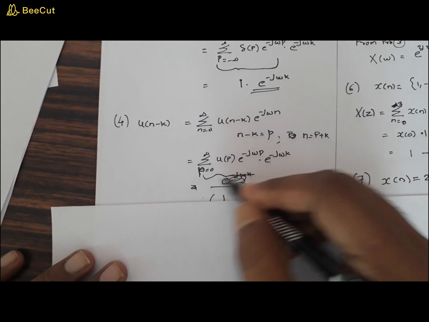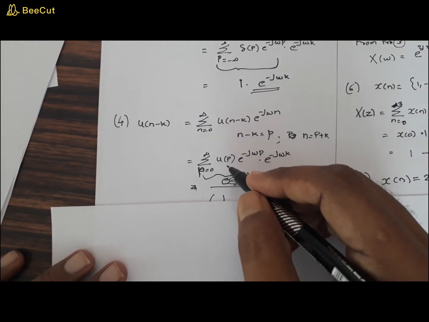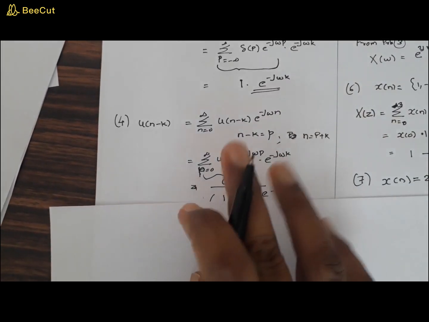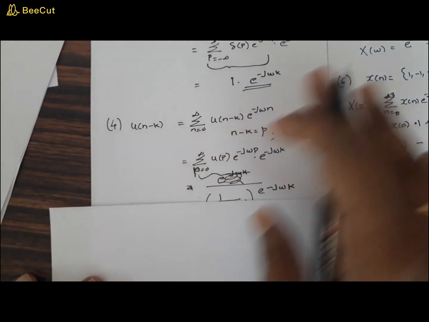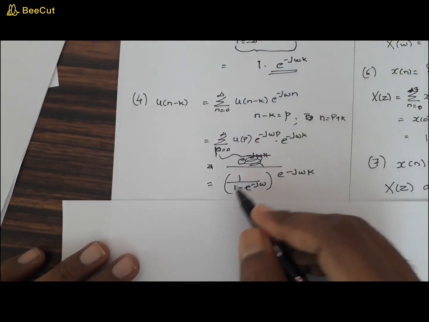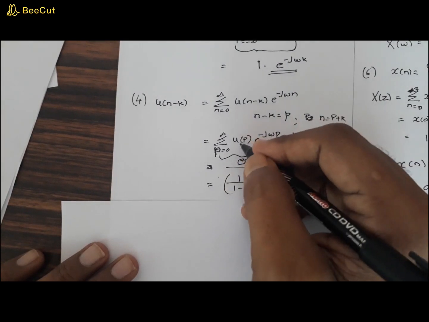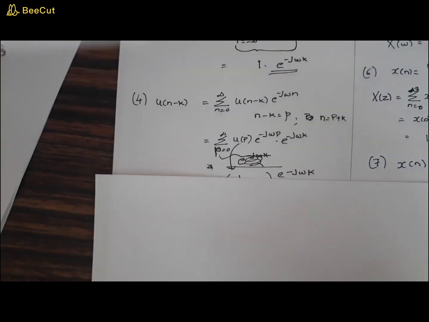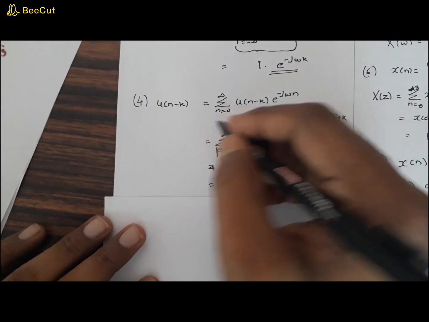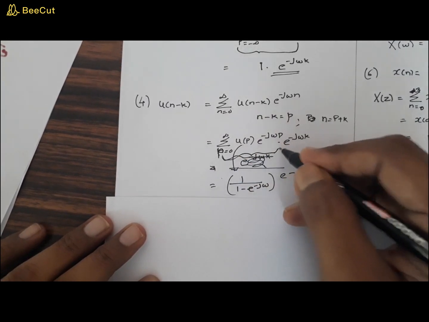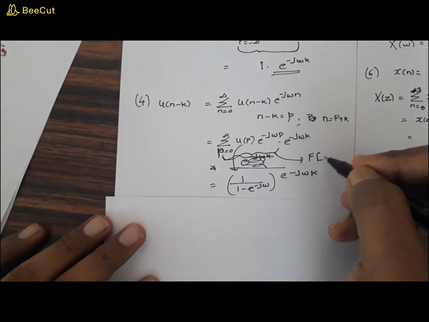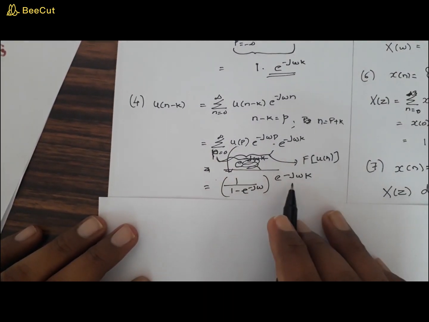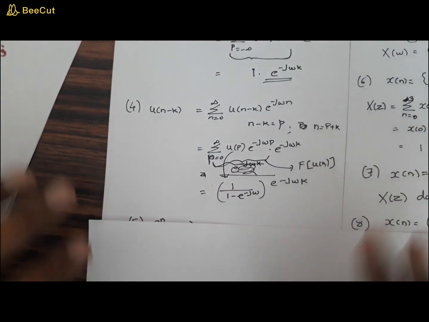How do you find this? This is actually the Fourier transform of u of n. But the Fourier transform of u of n is found out by multiplying this by a raised to n, as the limit of a tends to 1. Using that, you will be getting this, right? This is the thing which we have already dealt with. This can be called the Fourier transform of u of n, and the Fourier transform of u of n is already found out, that into e raised to minus j omega k. So that's the fourth one.